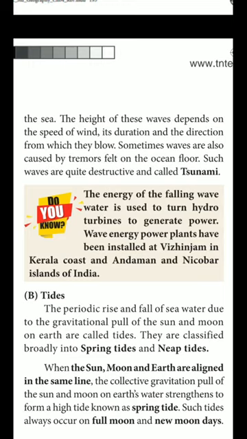Next one is the tides. What do you know about this tide? Tides are of two types, spring tides and neap tides. What are the two types of tides? Spring tides and neap tides. So the periodic rise and fall of seawater due to the gravitational pull of the sun and moon on earth are called tides. What is called a tide? The gravitational pull of sun and moon on earth causes tides. So these are classified into two types. What are the two types of tides? Spring tides and neap tides.